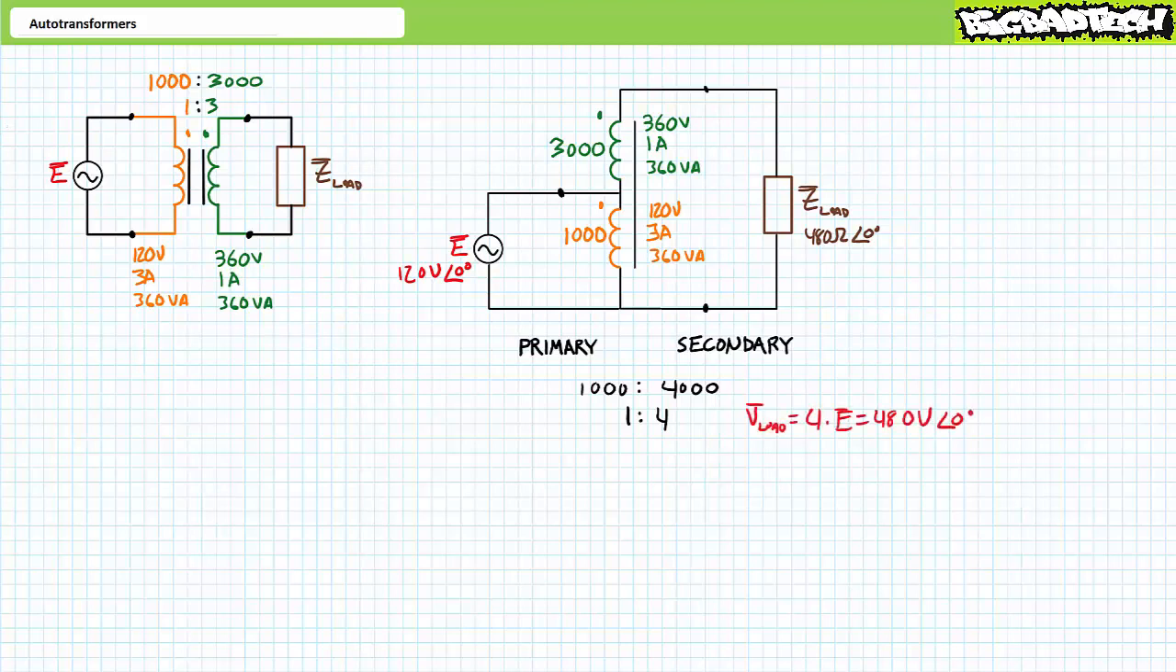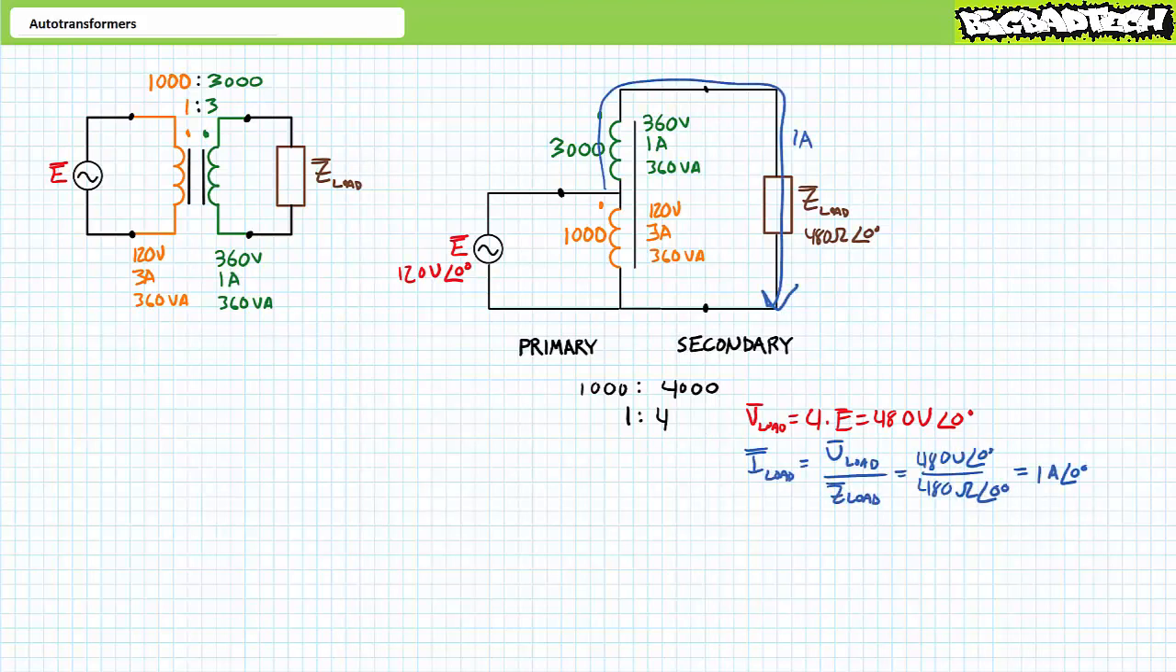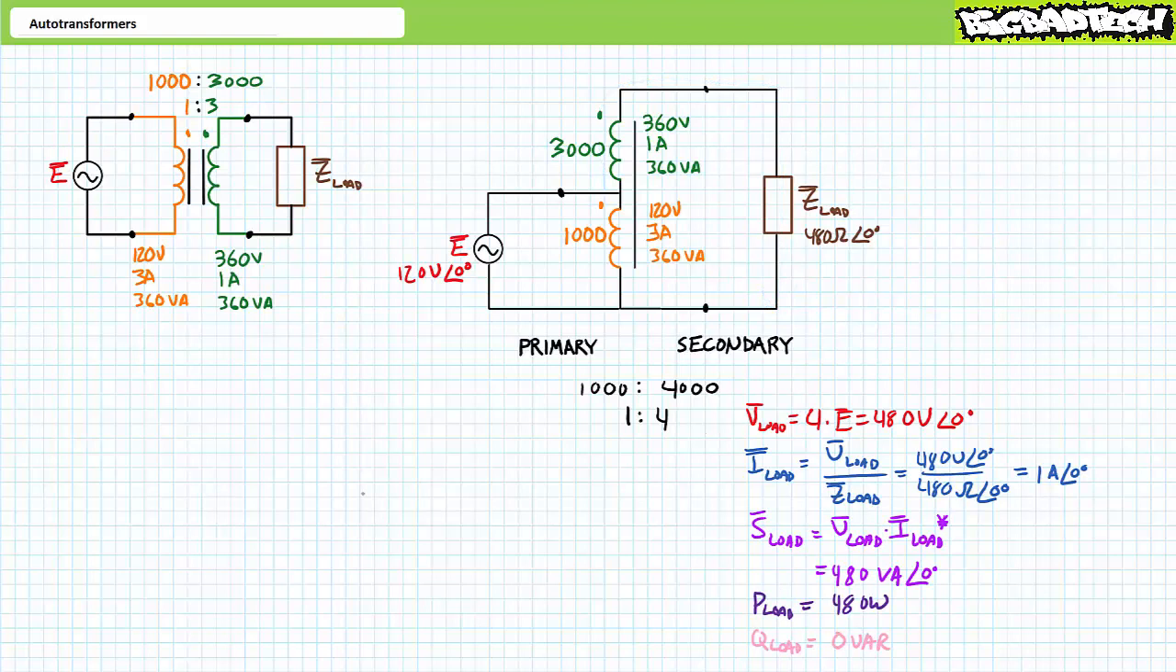When 120 volts is applied to the primary, output would be stepped up to 480 volts. If we were asked to supply power to a purely resistive 480 ohm load, an application of Ohm's law solving for current demonstrates the load draws 1 amp of current. An application of the AC power formula demonstrates the load consumes 480 volt amperes of apparent power, of which 480 watts is directed towards real power and 0 VARs is directed towards a reactive interchange.